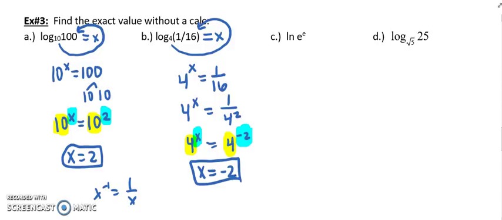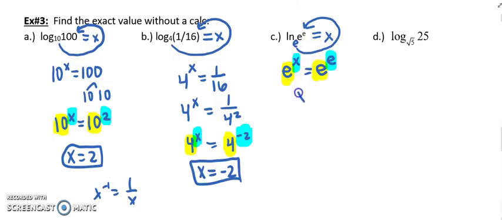All right, so natural log of e to the e. I don't know what that is, so let's set it equal to x. Now this is getting trickier. Do you remember what's down here? If nothing's here, it's an e. There's a whole lot of e's going on. So e to the x equals e to the e. If these e's match up, then x equals e.